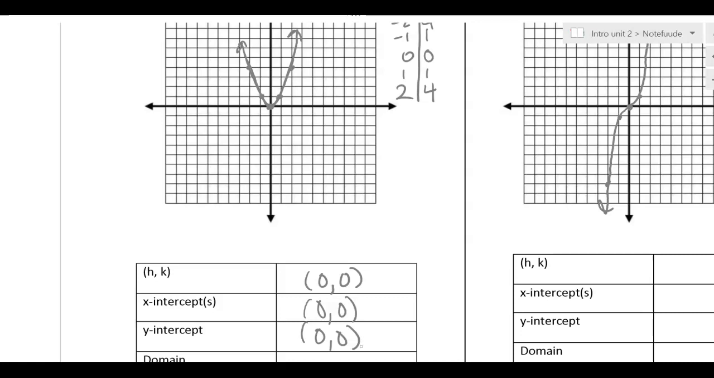And that's what's nice about a parent function. That's why we always start with them. They're kind of like the simplest function you could create in this shape.